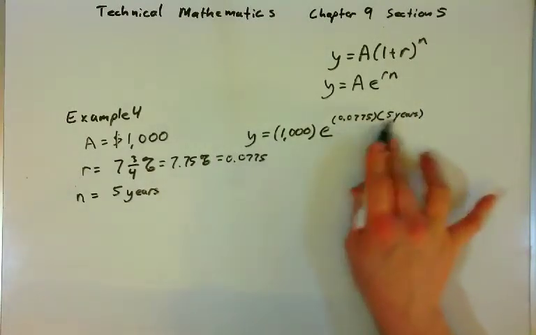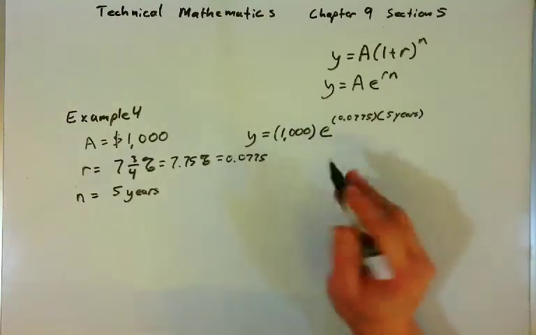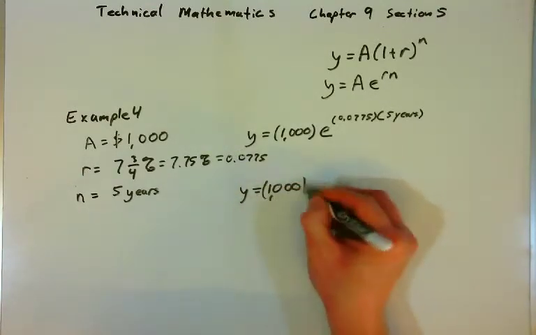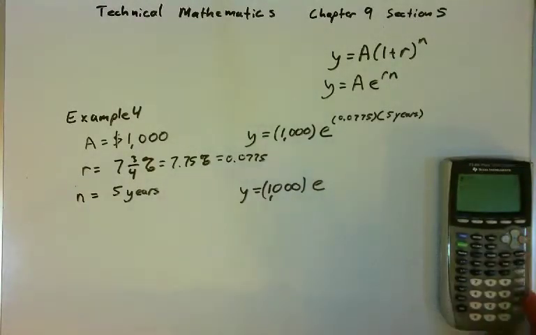Okay. And so you should work out the exponent first, right? Multiply these two numbers, figure out what the exponent is, and then raise e to that power, and then multiply by 1,000. So y will be equal to 1,000 times e to the, and I'll work out the exponent.